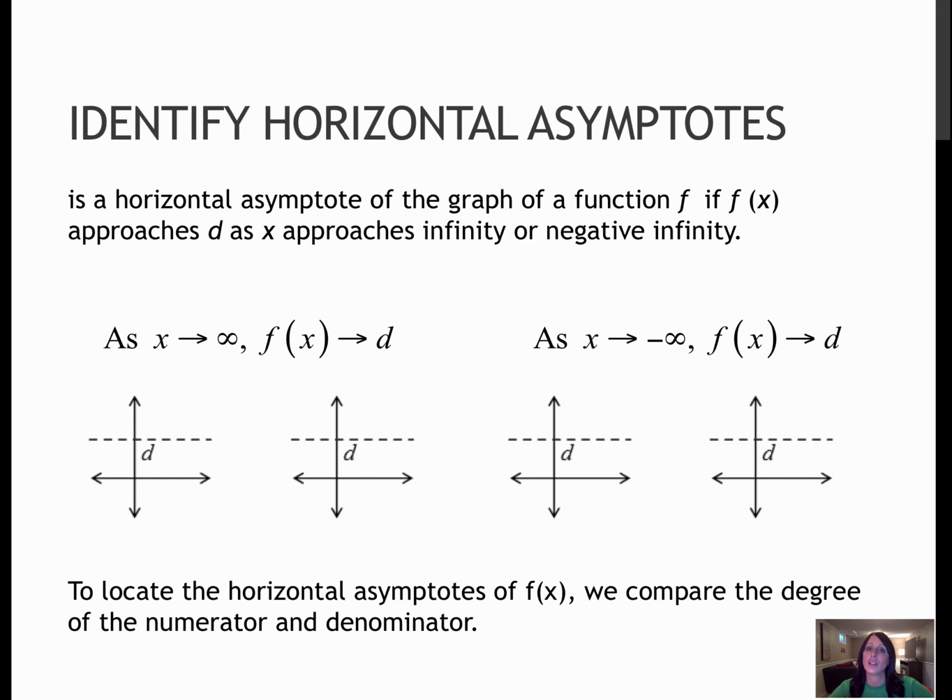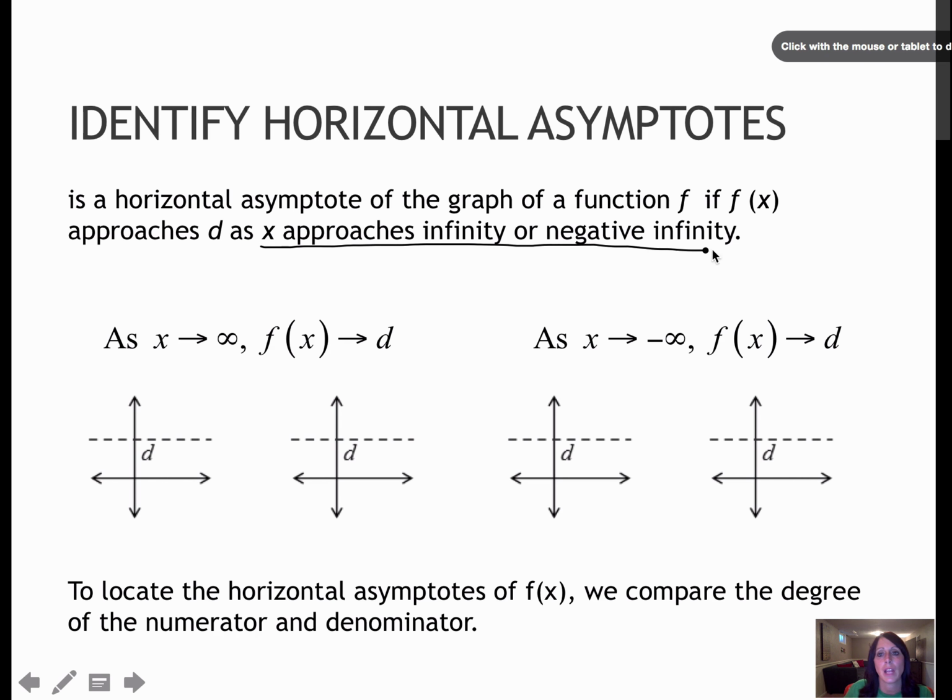If it's horizontal, it's possible that our function is actually going to cross it because a horizontal asymptote only tells us what happens as x approaches infinity or negative infinity. So there could be some stuff happening in the middle where our function actually crosses the asymptote. But as we approach infinity or negative infinity, that's what the horizontal asymptote tells us.